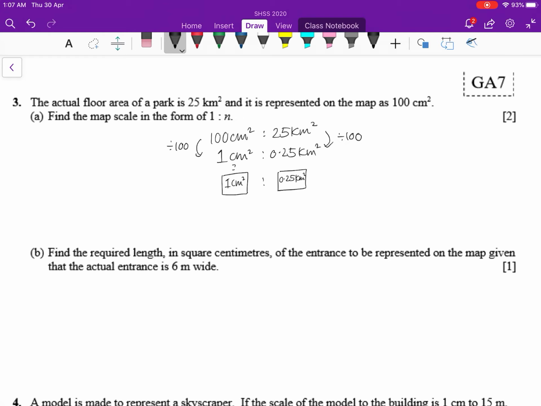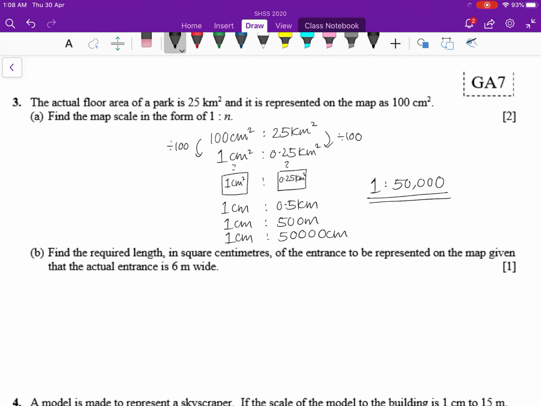How do I find the length? I square root. So I square root both sides. I get 1 cm is to, if I square root 0.25, I will get 0.5 km. Change back to meters. Times 1000 will give you 500 meters. Change back to cm will be 1 cm is to 500. Add 2 more zeros, that is to cm. I don't want the units, so it's 1 is to 50,000. That is my final answer.